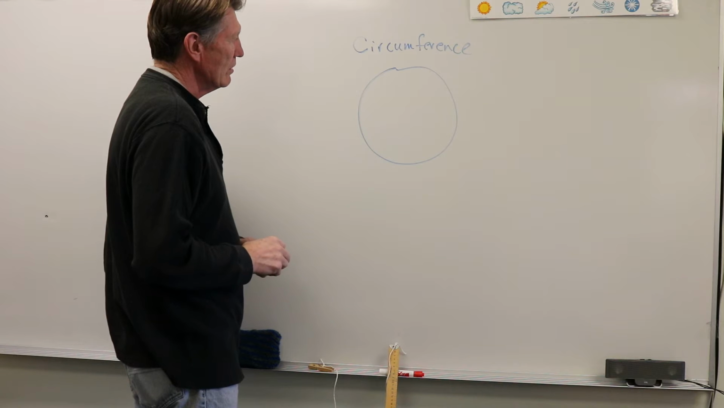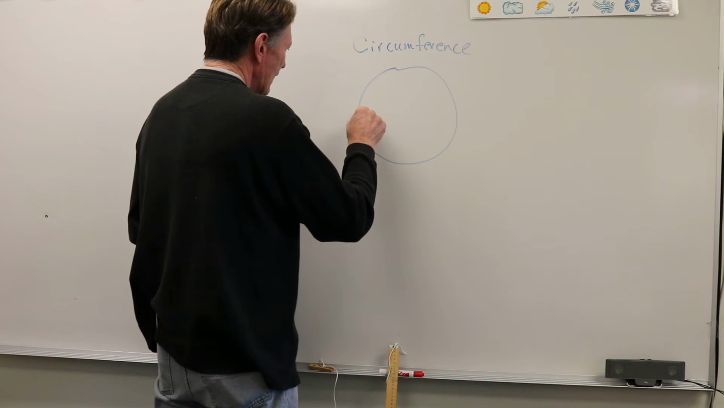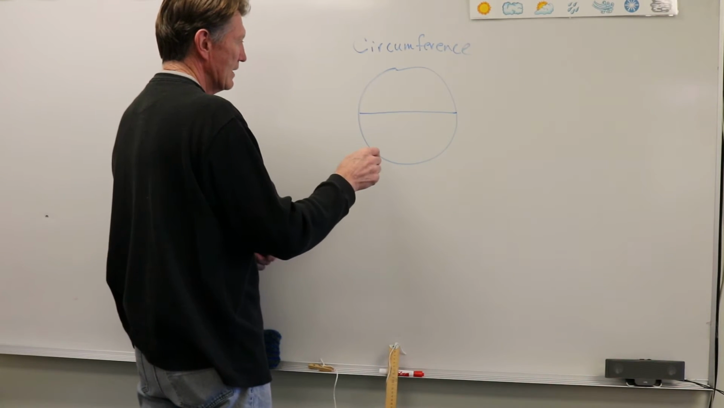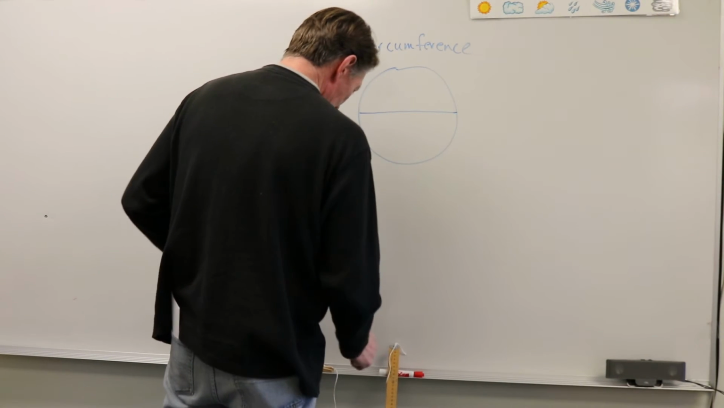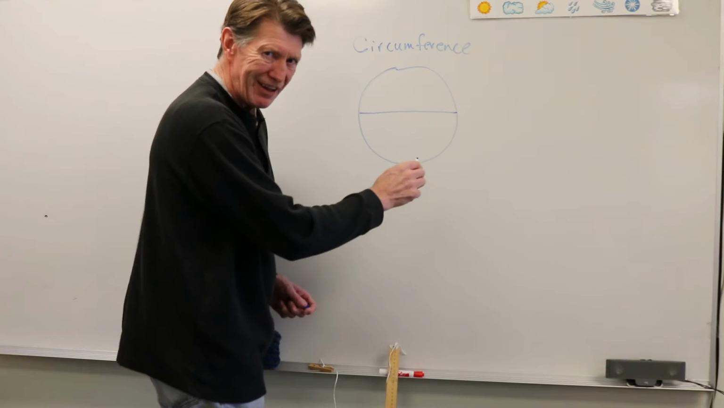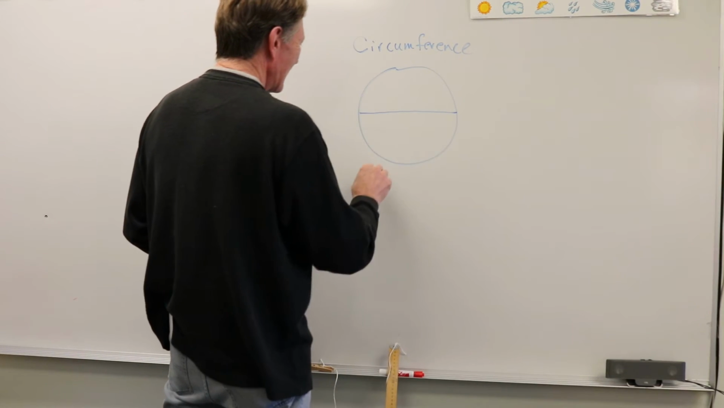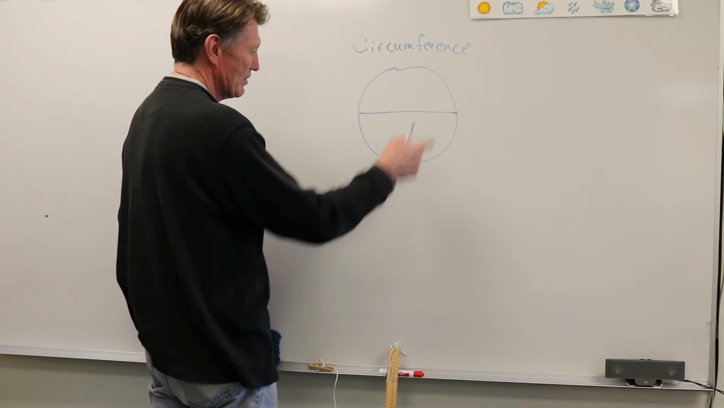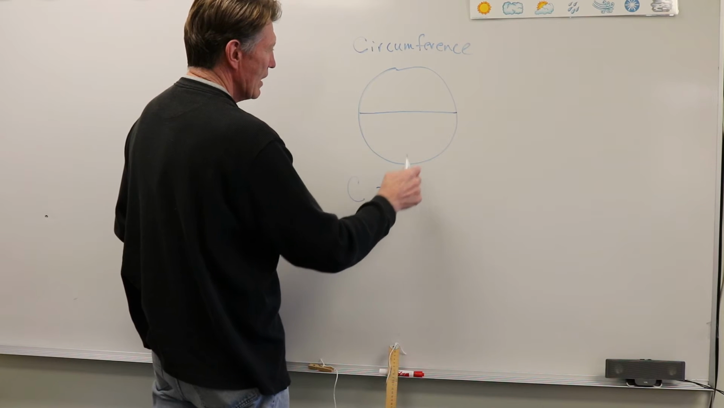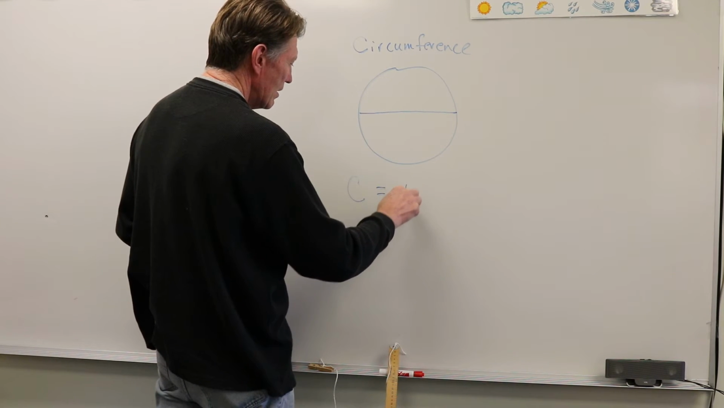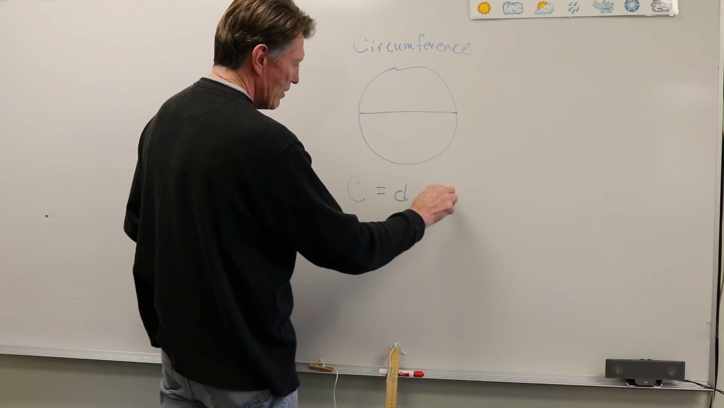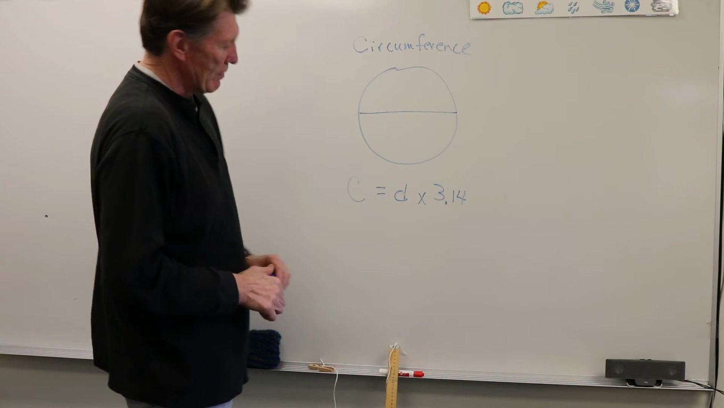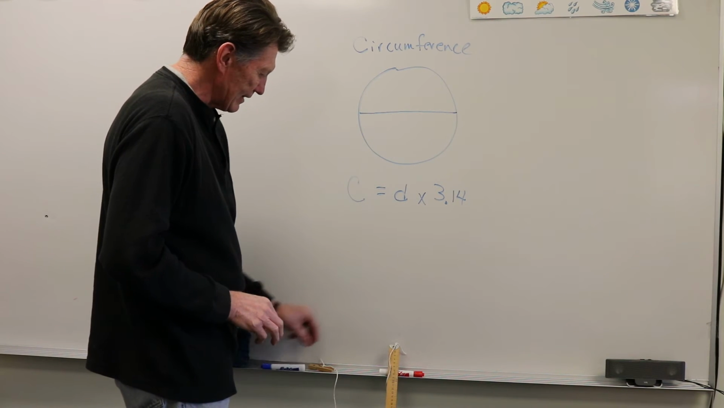So what we do is we need to know something, and if we know the distance across the circle, that's the diameter, then we just need, there's a secret formula, it's called pi. The circumference of a circle, we'll just call circumference C, equals the diameter times 3.14. Now you might wonder, well, why 3.14? And you just have to memorize that, that's pi.